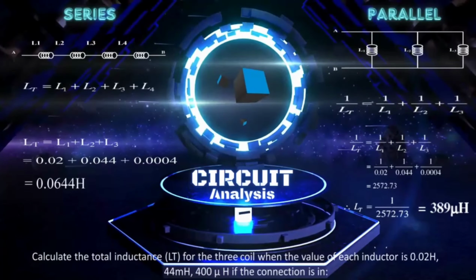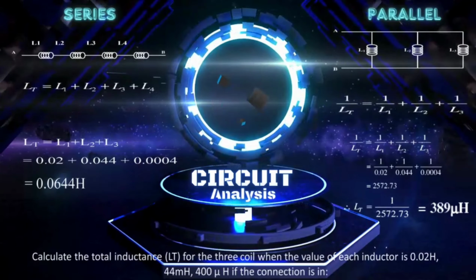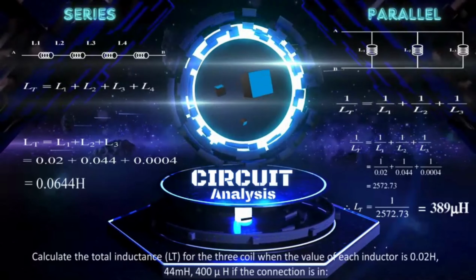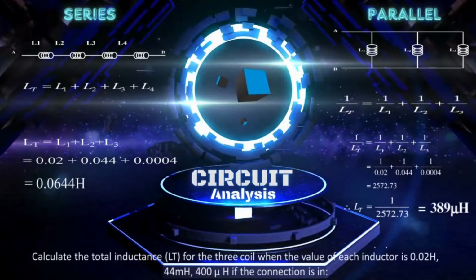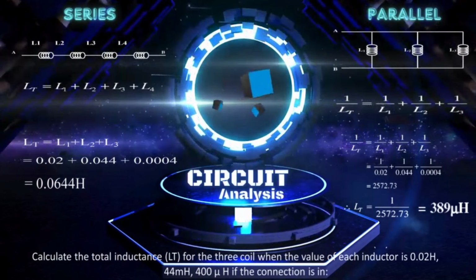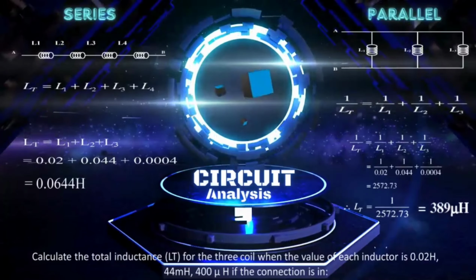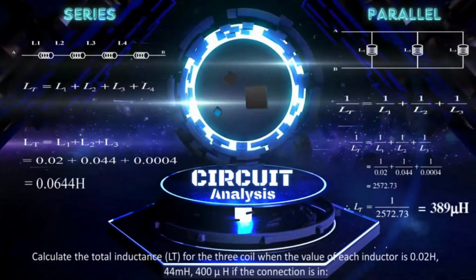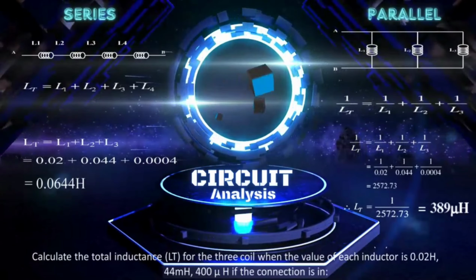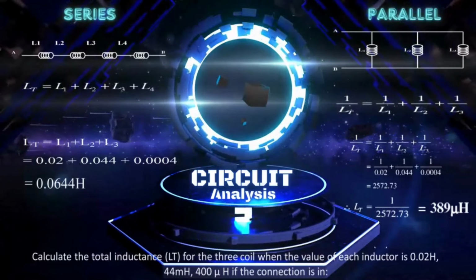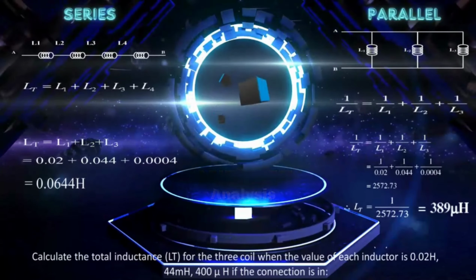To get the total inductance for those series inductors, we need to add all the values of the inductors. In this case, LT is equal to L1 plus L2 plus L3. Then we get the answer as total inductance. As for parallel circuit, the total inductance is given by the formula 1 over LT is equal to 1 over L1 plus 1 over L2 plus 1 over L3.